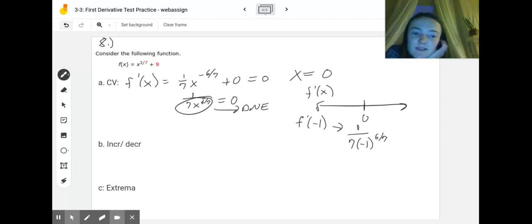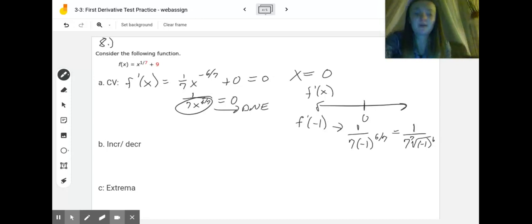If I raise negative 1 to the 6/7, that's the same thing as saying 1 over 7 times the 7th root of negative 1 to the 6th. Well, if I take negative 1 and I raise it to the 6th, I get a positive number because a negative number raised to an even power is positive. And then I take the 7th root. So that's going to actually be a positive value.